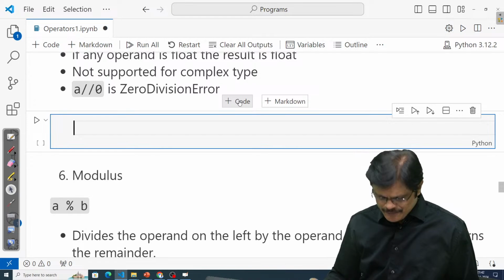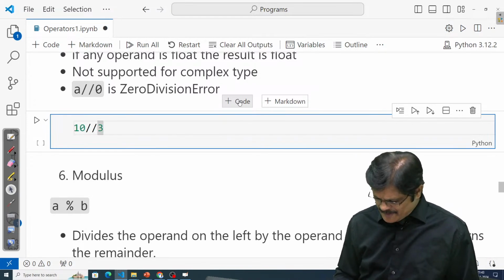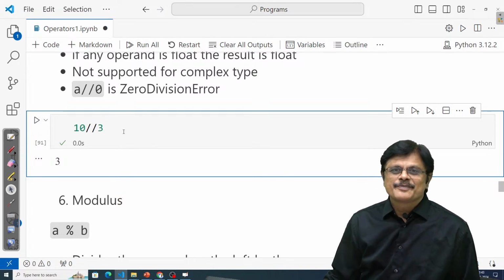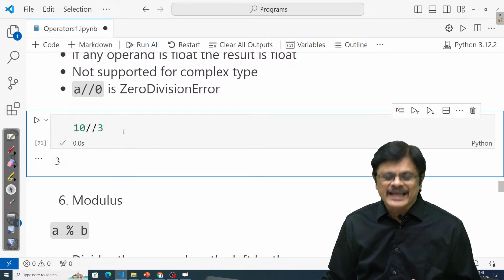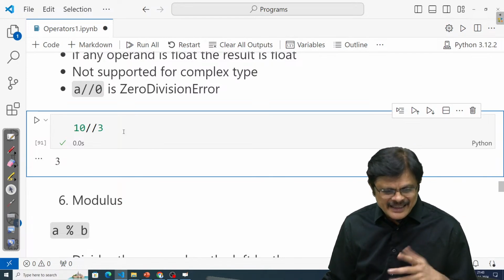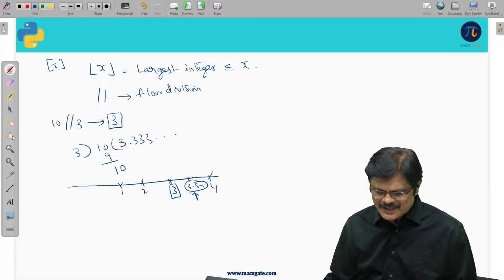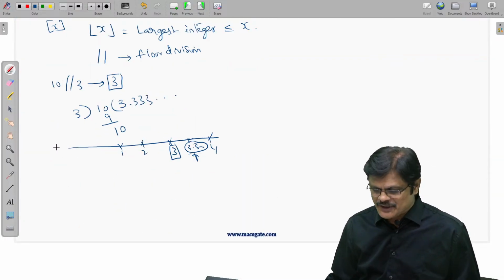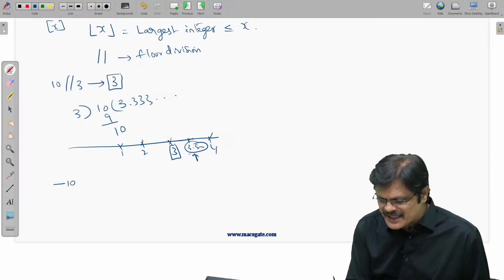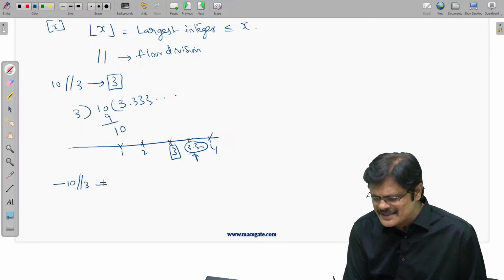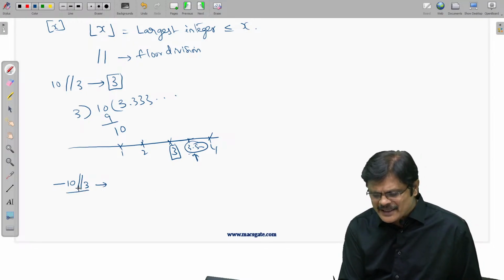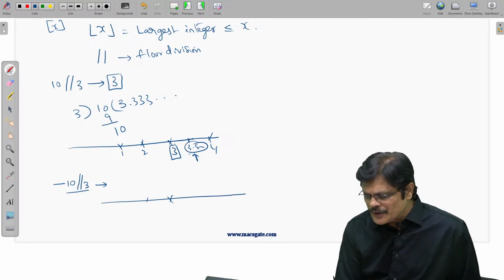So for example, if I do 10 floor divided by 3, what is the result, sir? 3 is the result. But my question is, what if one of the numbers is negative? In that case, what happens? Let us try to understand this when one of the numbers is negative. For example, if I have minus 10 divided by 3, what is the result?